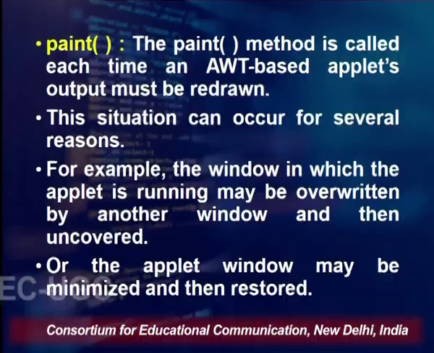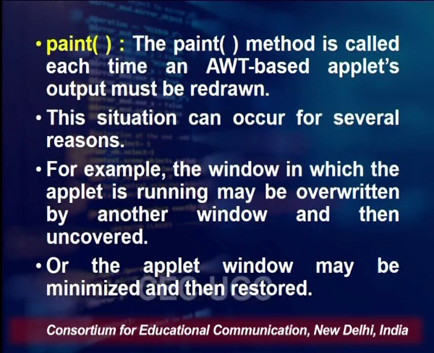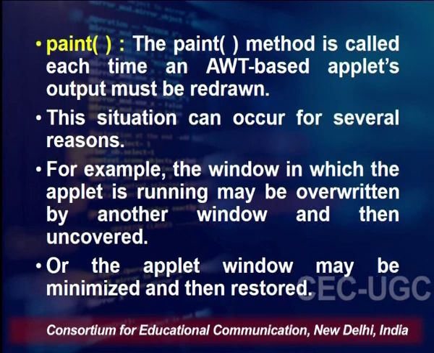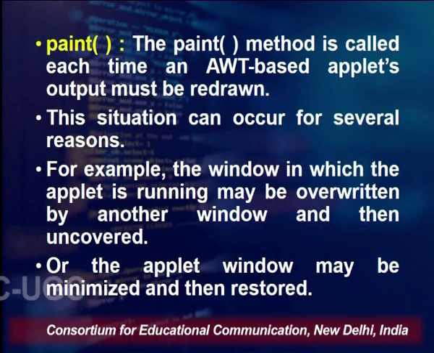When we talk about paint, the paint method is called each time an AWT based applet's output must be redrawn. So, AWT, as I told you, is the Abstract Window Toolkit. You can say it is a toolkit which has various tools for displaying something graphically on the screen. As of now we can go with this concept. So, the paint method is called each time an applet's output is to be redrawn, and the output I am talking about is obviously not the text output, but the AWT based output.